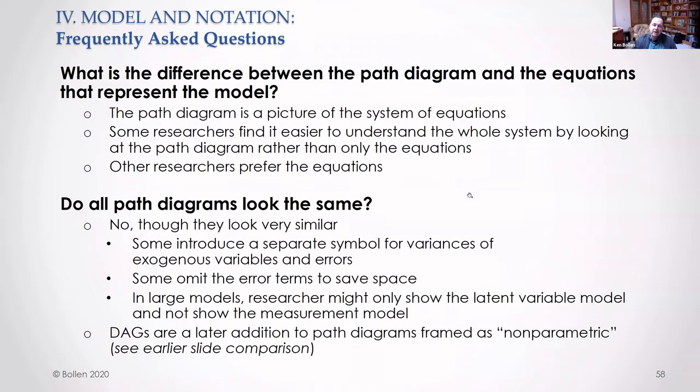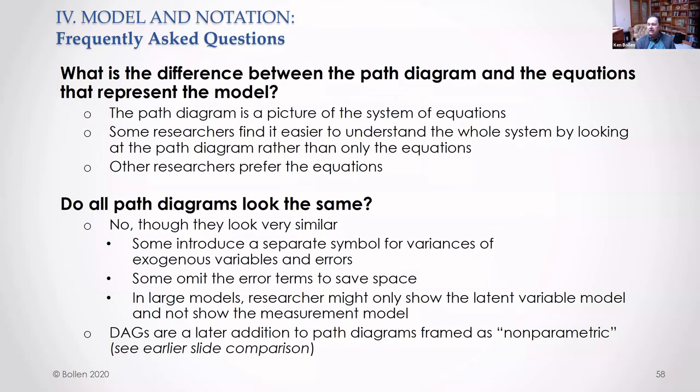Do all path diagrams look the same? This is a good question because it can be a source of confusion. And the answer to this in brief is no, although they can look very similar. For example, there are some people using path diagrams that introduce a separate symbol for the variance of every exogenous variable and the variance of every error. It looks like a little headphone almost that they put on the variables. So sometimes you'll see that in an article or in a discussion of these models.